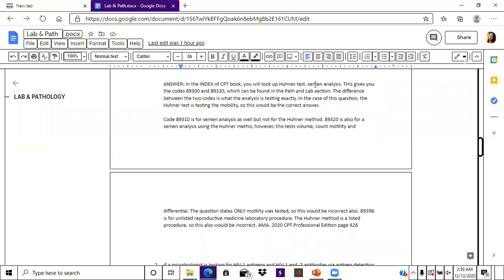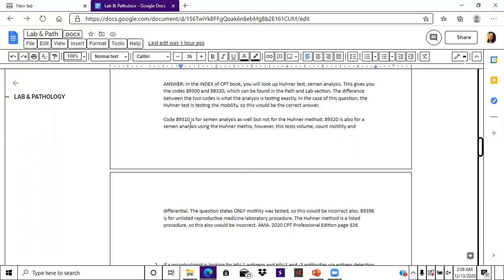So you're going to find these 2 codes when you look up the Hunter test, the semen analysis, and they can be found in the Path and Lab section of the CPT book. The difference between the 2 codes is what the analysis is testing exactly. In the case of the question, the Hunter test is testing the mobility, so this will be the correct answer. 89300 is only testing the mobility, the motility. And I'll tell you why the other answers are wrong.